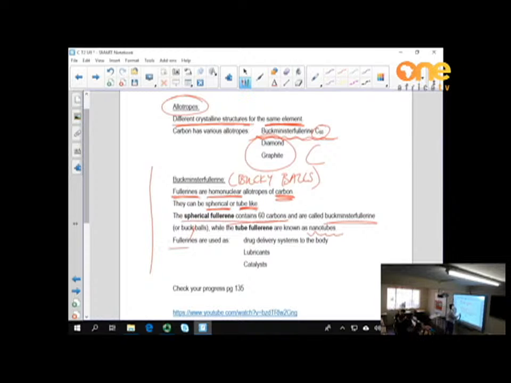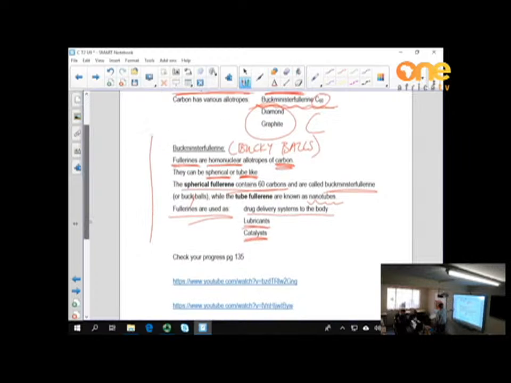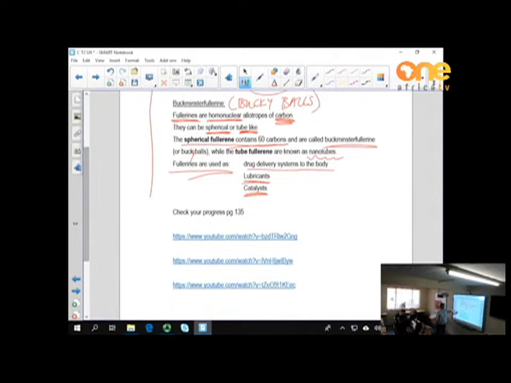Okay, fullerenes are used as drug delivery systems to the body, lubricants, and catalysts. Now we'll have a look at that when we get there at this point. There's a check your progress, page 135, that you have to do for me for homework. All right?